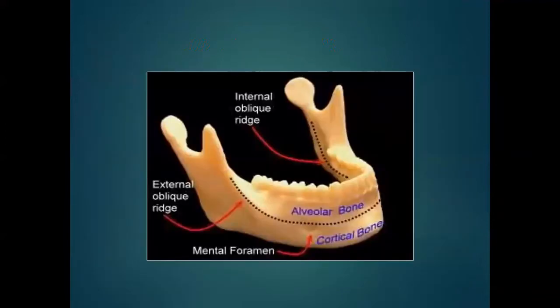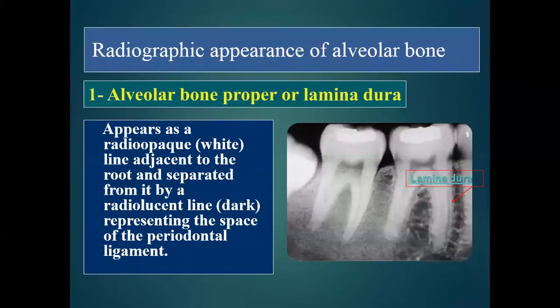These are some of the anatomical landmarks of the mandible, where we can see the external oblique ridge and the internal oblique ridge, and we can see the alveolar bone and the cortical bone. So thus we have seen what an alveolar bone is, what the alveolar bone proper is and the supporting bone, what the parts of the alveolar bone are and what it is made up of. And we have seen the cortical plates and the supporting bone.